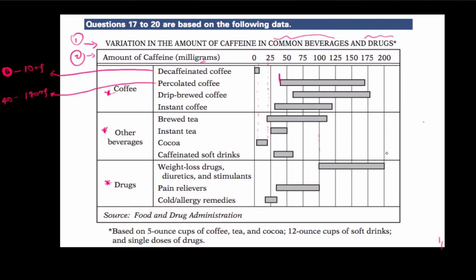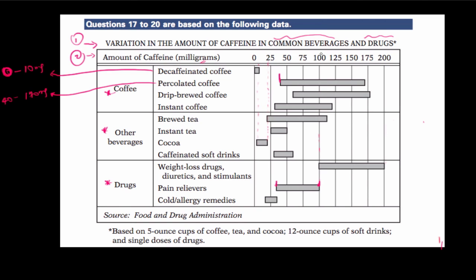That's quite alarming, man. So that's between 100 and 200. Now that's something that should interest you, and that's why when you come across questions of this nature, it should interest you, because it's always very interesting. So you can see also pain relievers. Pain relievers lie between, so this is from here to here.